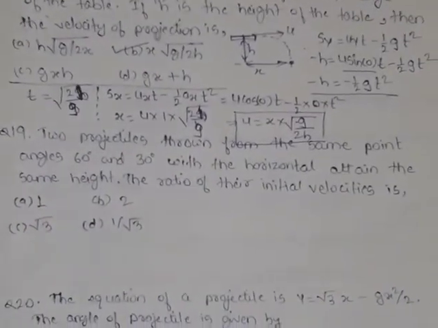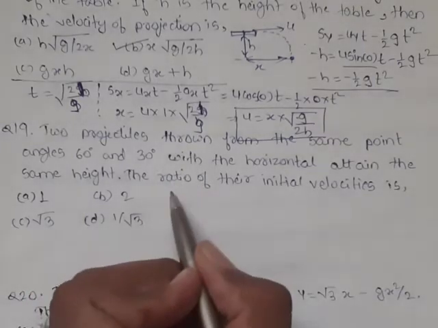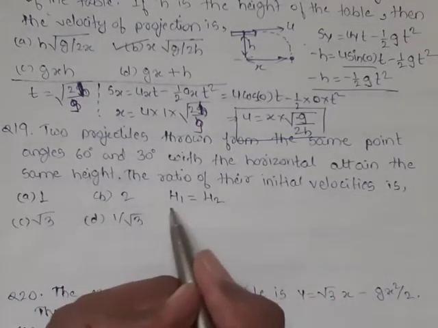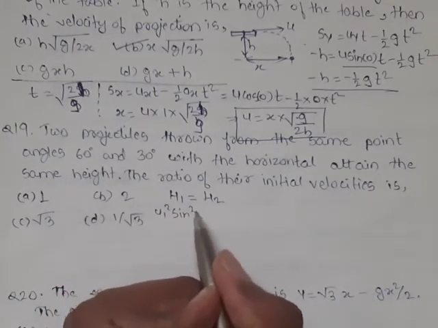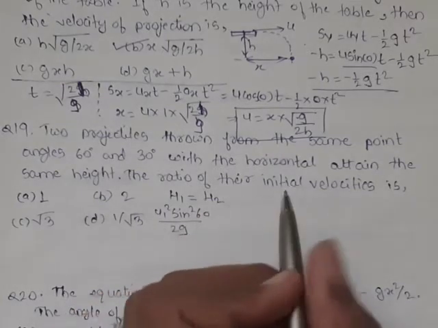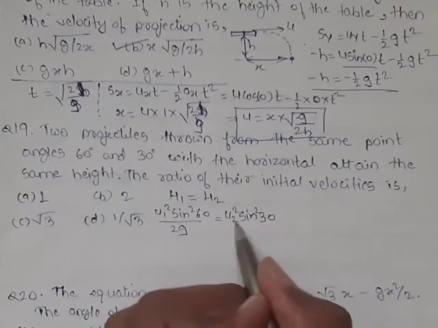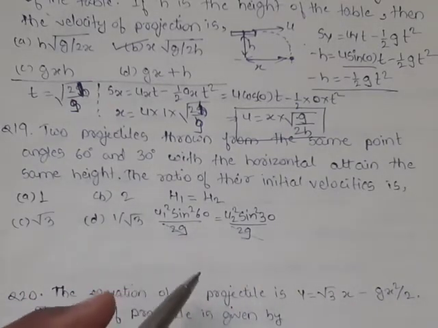Question 19. Two projectiles thrown from the same point, at angles 60 degree and 30 degree with the horizontal, attain the same height. The ratio of their initial velocities is. So here their heights are the same, which means h1 is equal to h2. Here h1 is the height reached when the angle of projection is 60 degrees. So u1 square sine square 60 upon 2g equal to u2 square sine square 30 upon 2g. So here these 2g get cancelled.